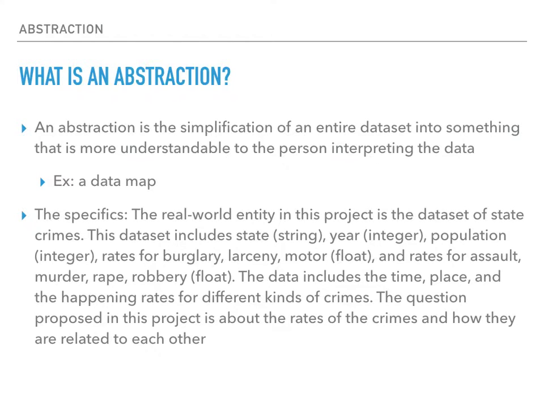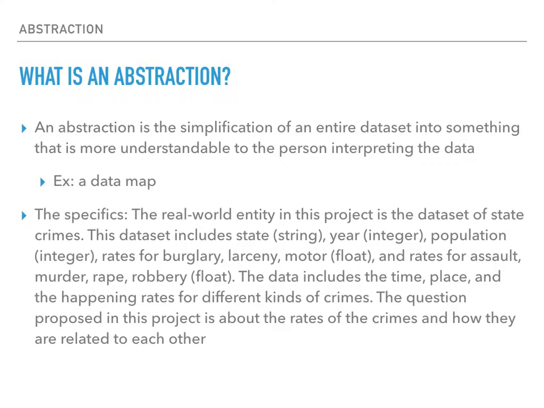In order to better understand how to approach this data set, we must first create what is called an abstraction. An abstraction is the simplification of an entire dataset into something that is more easily understood by the person trying to interpret the data. For our purposes, we will be creating what is called a data map as our form of abstraction.